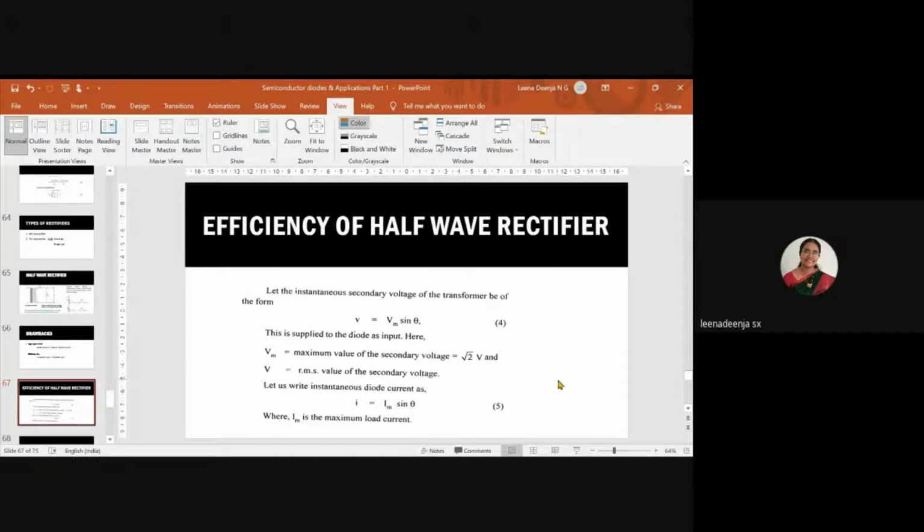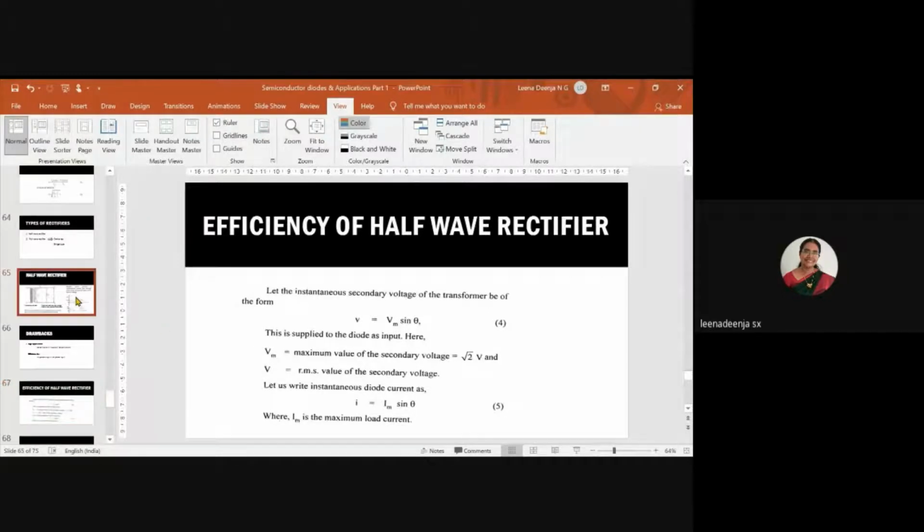Then we can derive the expression for efficiency. It's very important essay. നമ്മൾ ആദ്യം ഡെഫിനിഷൻ പറഞ്ഞു, then കണക്ഷൻ ഡയഗ്രാം. ഇനി ഈ രണ്ട് പാരാമീറ്റേഴ്സിന്റെയും എഫിഷ്യൻസിന്റെയും റിപ്പിൾ ഫാക്ടറുടെയും എക്സ്പ്രഷൻസ് ഡിറൈവ് ചെയ്യുക. അത്രയുമാണ് നമുക്ക് എസ്സേയിൽ വരിക. So first we consider efficiency of half wave rectifier.